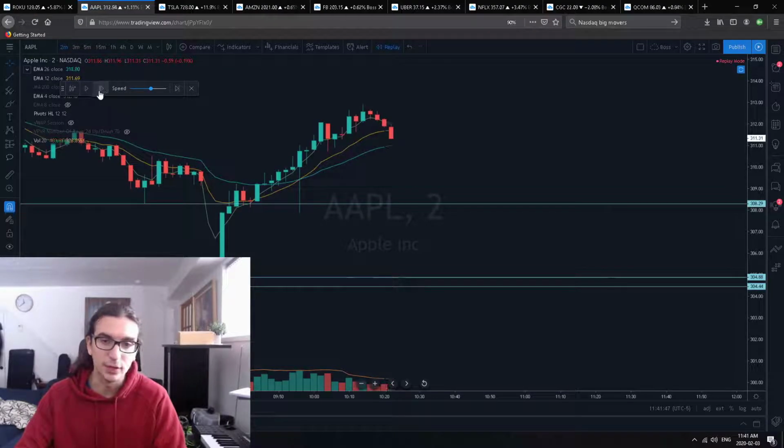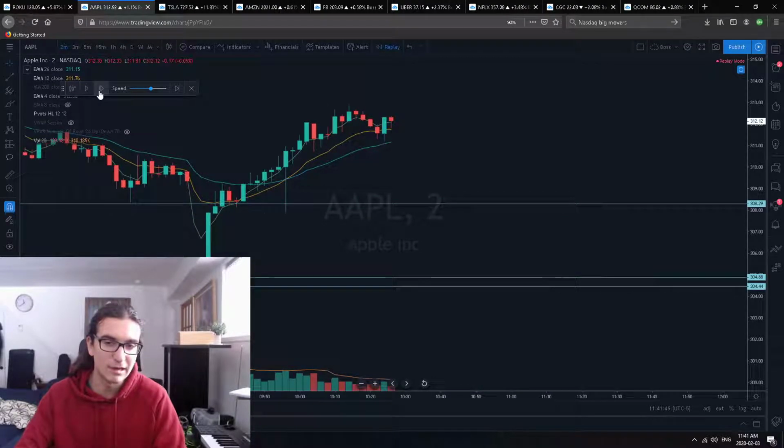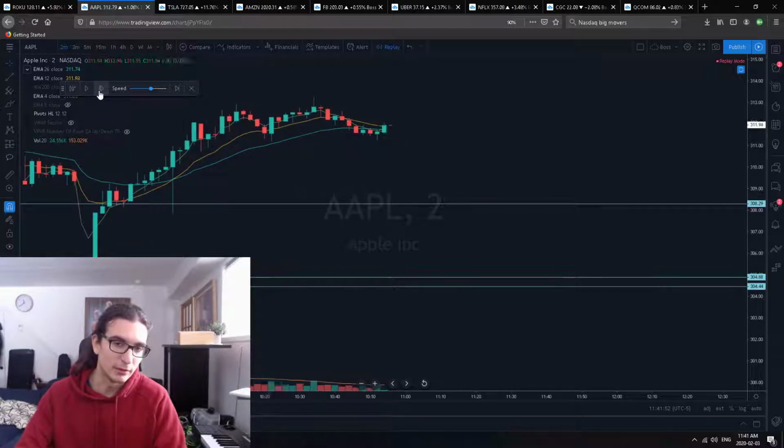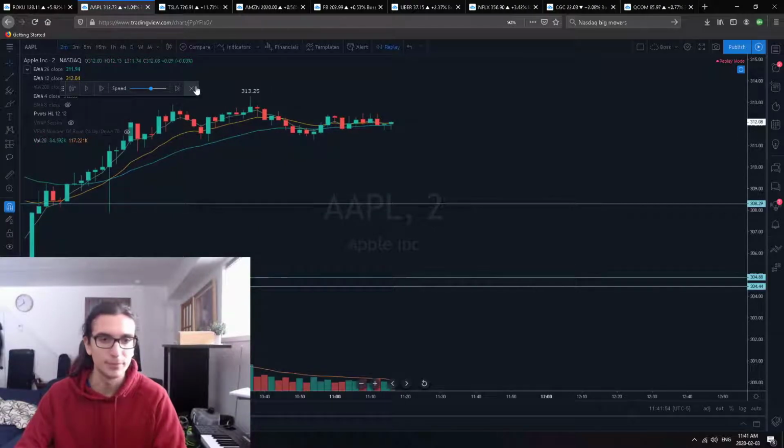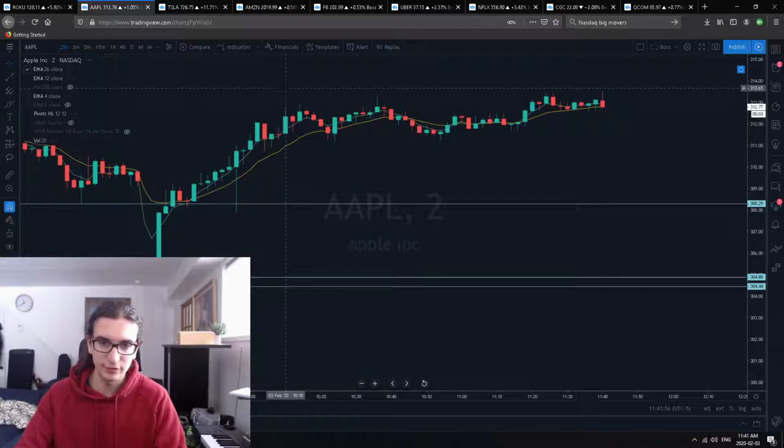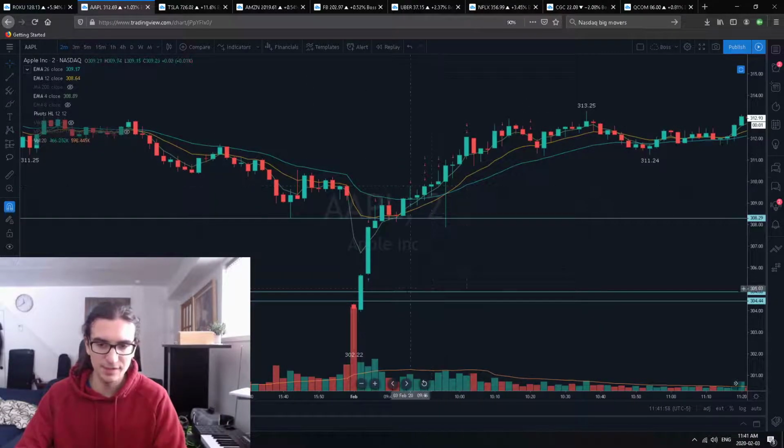And then if you look at what it did after, we did get some follow through down and then just kind of chopped around. We broke higher and chopped around after that. So let's look at these entries here. You'll see that my first entry was right here. You can see that little blue dot.